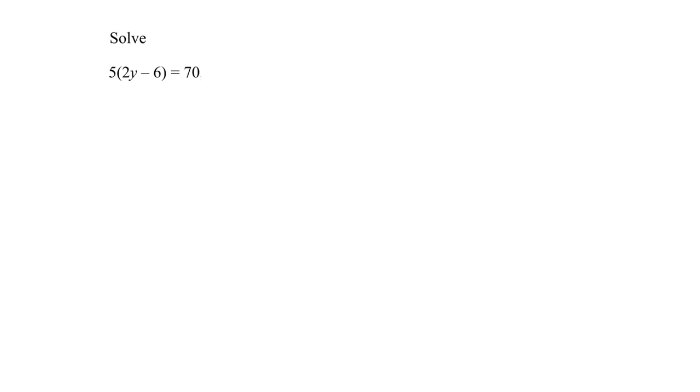Hello everyone, welcome to this problem where we are required to solve this equation. Step 1. If I see a bracket, I'm going to expand and simplify. This will give me 10y, 5 times negative 6, negative 30.